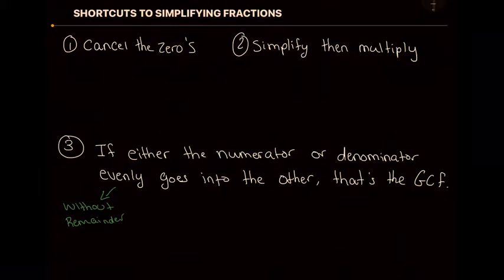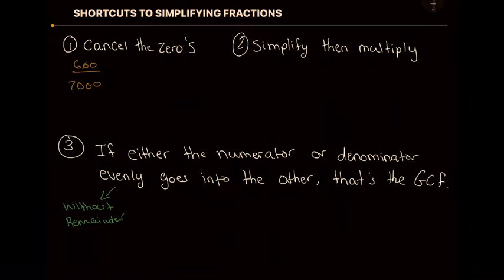In this video, we'll be going over 3 shortcuts to simplifying fractions. The first shortcut is canceling the zeros. For example, if we have a fraction such as 600 over 7,000, we can cancel the zeros, but we have to be careful to cancel the same amount of zeros in the numerator and the denominator.